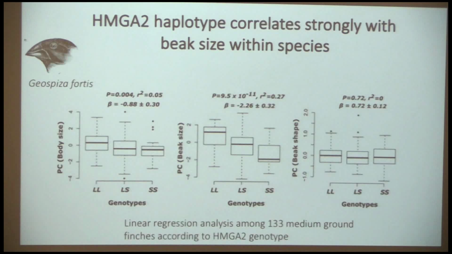And here you can see what we could do is take this species, which is the medium ground finch, Geospiza fortis. Within this species, there's variation in the beak shape. So by comparing the haplotype that we see in that HMGA2 region with the beaks and with measurements on size and beaks, we could look for correlations within the species.